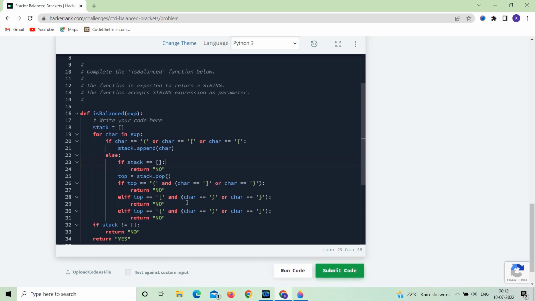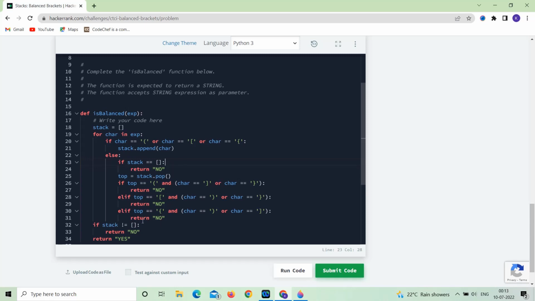Moving to the next case, if my top is found to be an opening square bracket, then my current character must be a closing square bracket. But if I get either of the other two, in that case I have to return no, because it doesn't form a valid bracket pair. And moving to the next case, if the top of the stack is an opening brace, I must get a closing brace. Otherwise I have to return no.